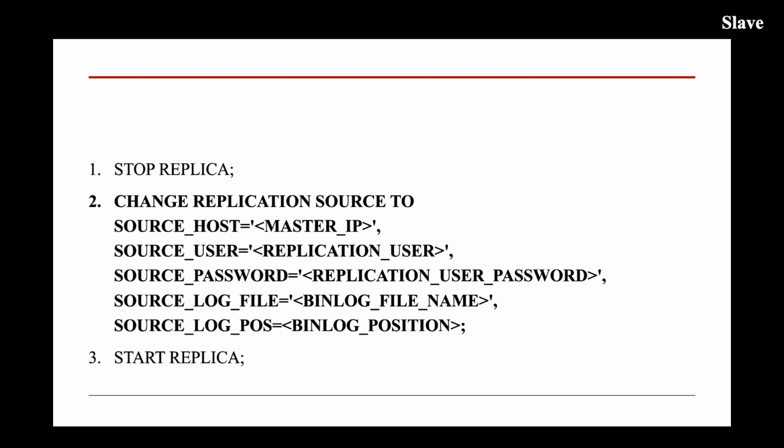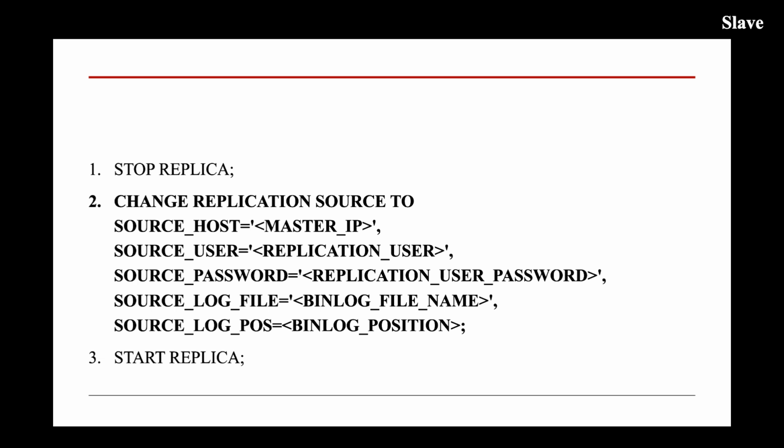Next, we run the main command that actually connects the slave to the master. This is the change replication source to command. And inside this command, we must provide all the details needed for replication. Source_host is simply the IP address of your master machine. So replace it with the actual master server's IP so the slave knows where to connect for replication.